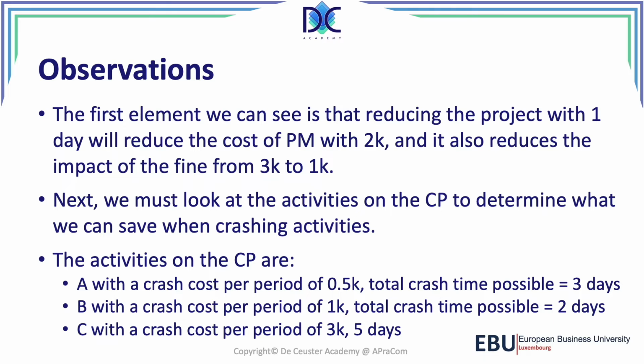It's clear that we have to start with the activity with the lowest crash cost per period, which is activity A. And let's say in our case, we don't have any problems with additional critical paths and so on. All the other activities have sufficient slack, so no problem to consider here. It's just a simple example.